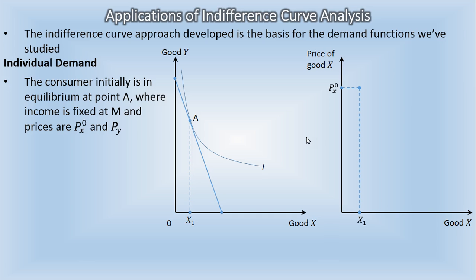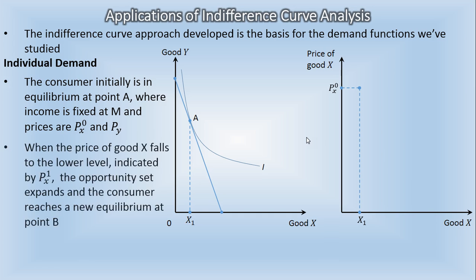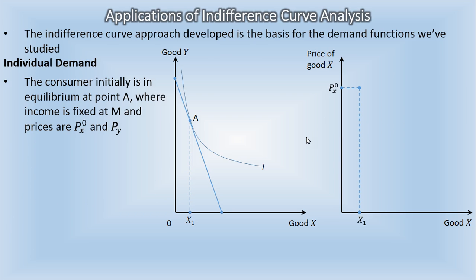We're going to consider a change in the price of good X. When the price of X falls, we know that the consumer is going to be able to buy more of X, which means that the budget line will rotate outwards, which will get the consumer to a higher indifference curve, which will represent a higher amount of good X that can be consumed. So initially, the consumer is here, consuming that amount of X.